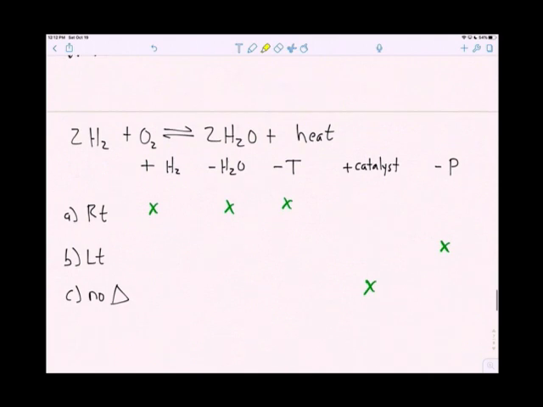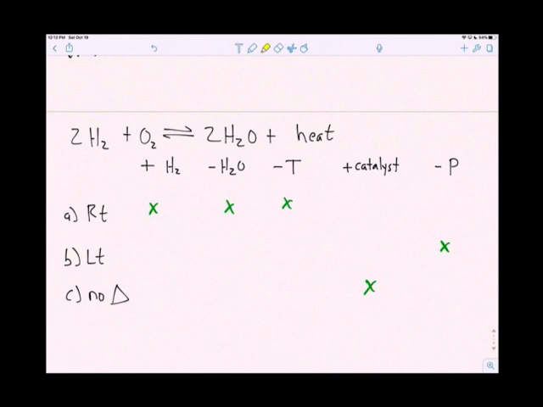So let's follow this here. We have 2 hydrogens plus 1 oxygen in equilibrium with 2 waters, and this is an exothermic reaction. What happens when we add hydrogen? Hydrogen is a reactant, we will shift towards product, we'll shift right. What happens if we remove water product? We will shift right towards the products. What happens if we take away heat? We're taking away a product, we will shift right towards the product.